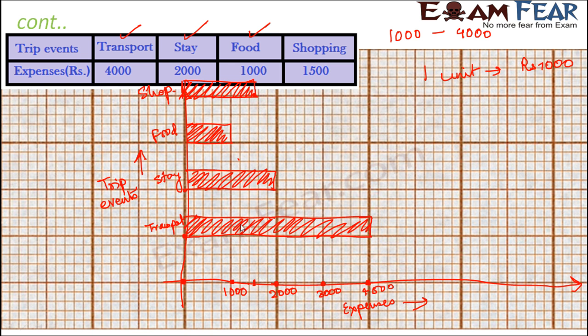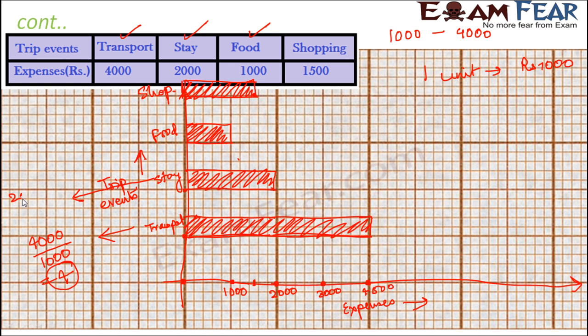So once you have chosen the scale, how do you choose these values? That's very simple. For example, for transport, how many units will it cover? That will depend on this. 4000 is what you want to represent, and you have assumed that 1 unit is 1000. So divide it by 1000. What do you get? You get 4. That means this would cover 4 units. And you see that is what you did: 1, 2, 3 and 4. So it covered 4 units.